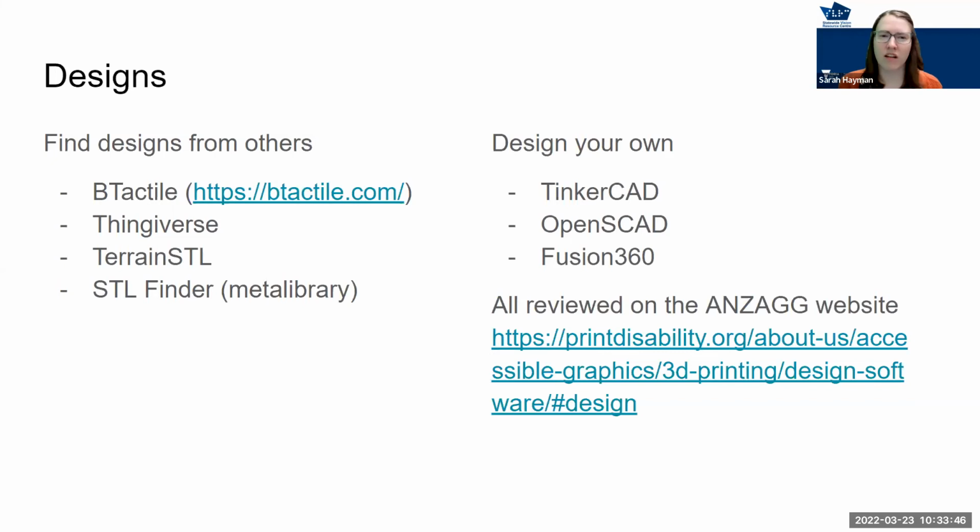And it has a huge array of models, so it's a good place to start just to see what's out there. Terrain STL allows you to choose a rectangular area of the Earth, and it will then produce a topographical map of that terrain in that area. And STL Finder is a meta library that searches all the other repositories to see what's out there again.